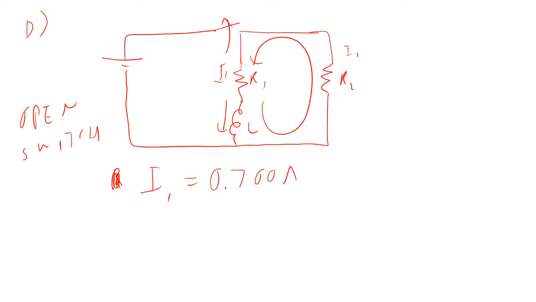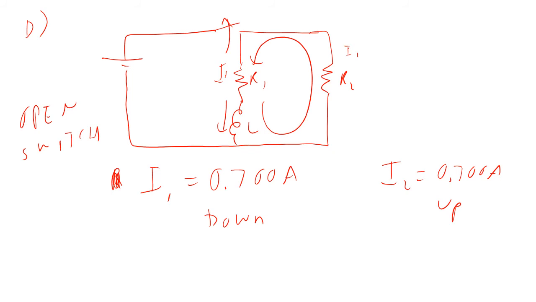So you have 0.7 amps, and it's still flowing down because the inductor keeps the current flowing the same way. I2, however, is now 0.7 amps. It's flowing up because the inductor is forcing the current to flow the same way.